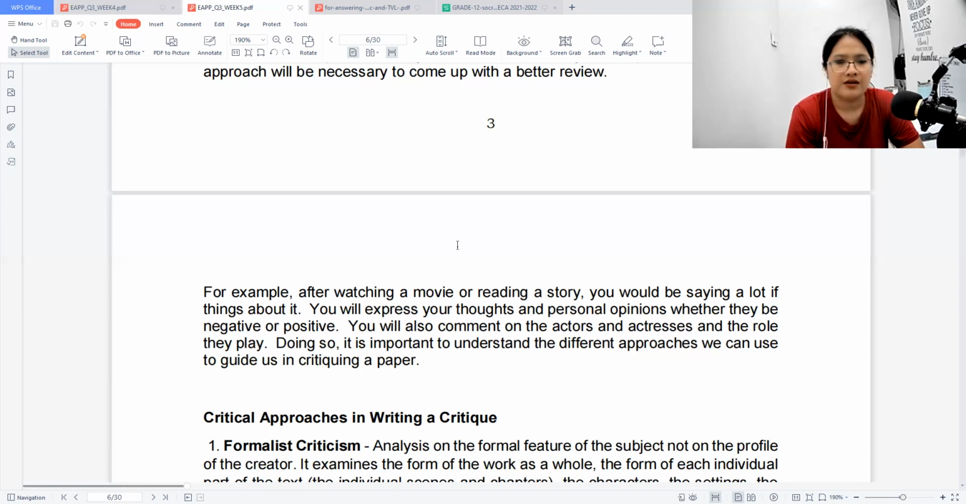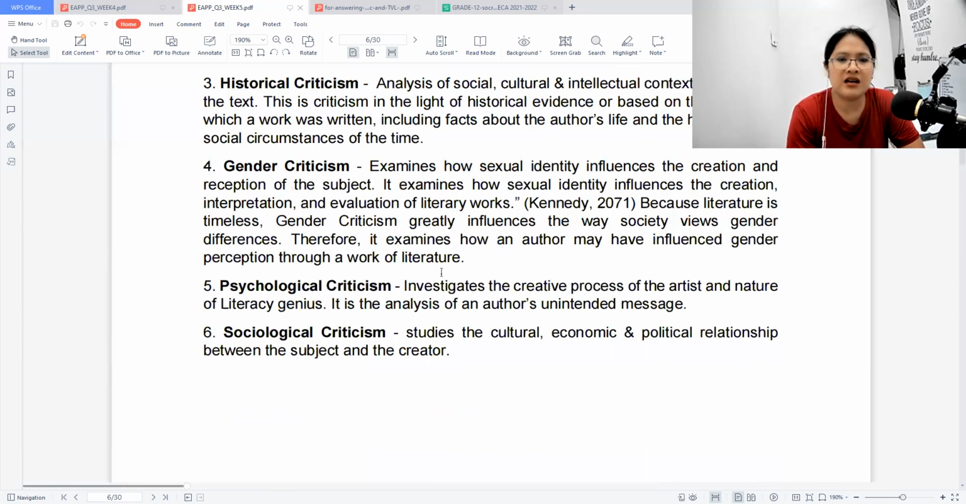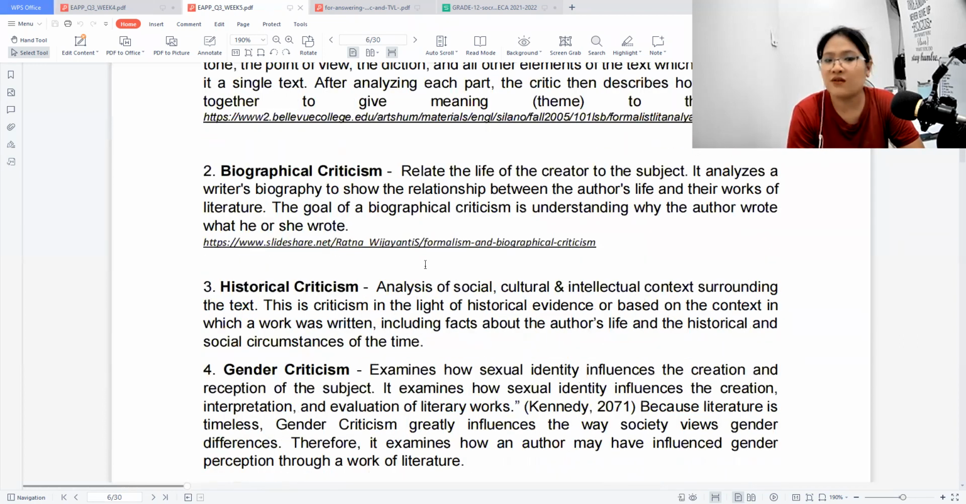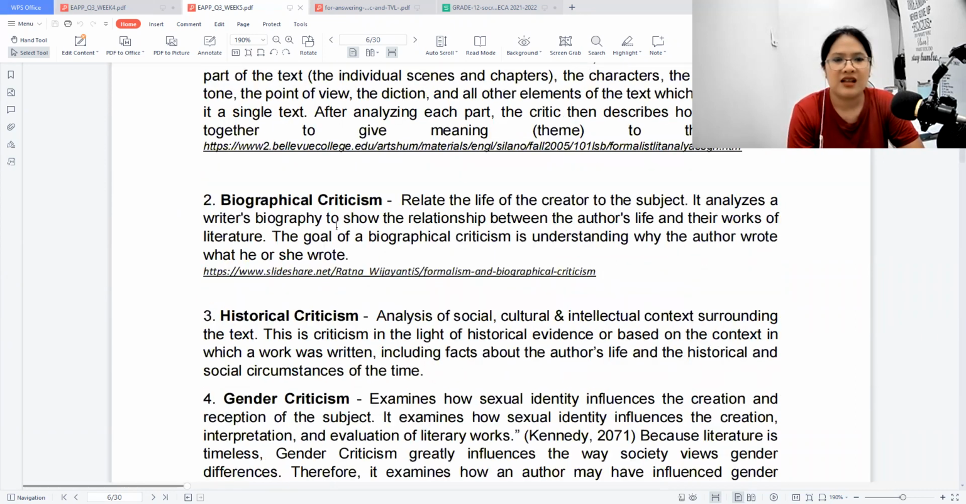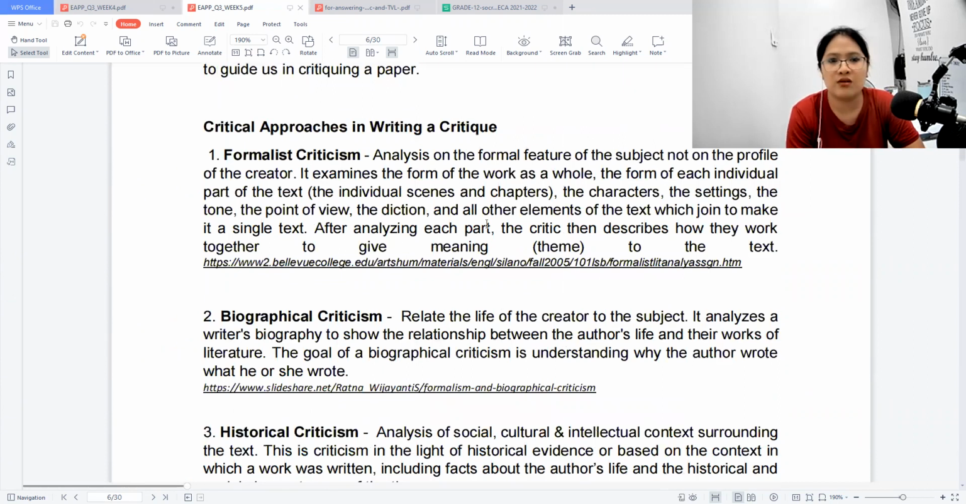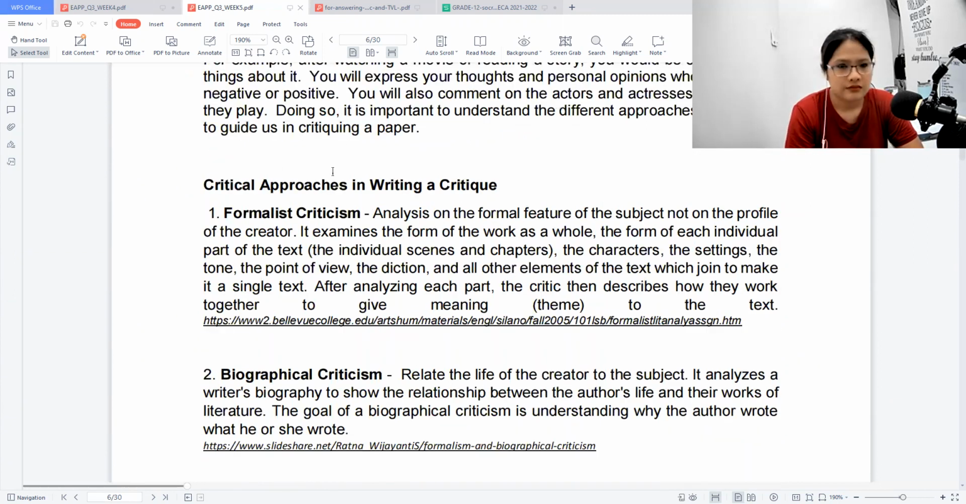Practically, these critical approaches are just a few. You could have more, madami pa. But technically, in this module, ito yung binigay sa atin. So, let's have an overview of the critical approaches in writing a critique. For formalist criticism, wag matakot sa isim-isim, ha? I know nakakatakot, pero wag matakot, okay?